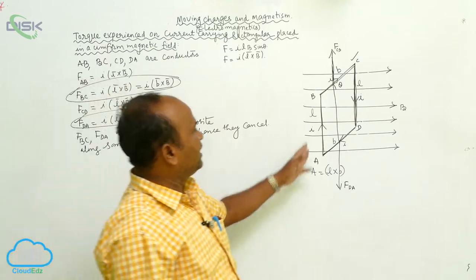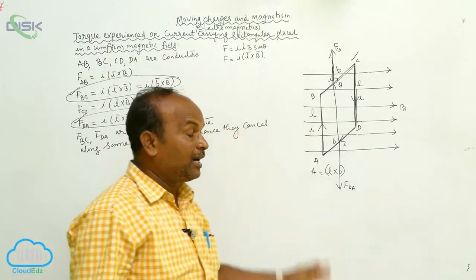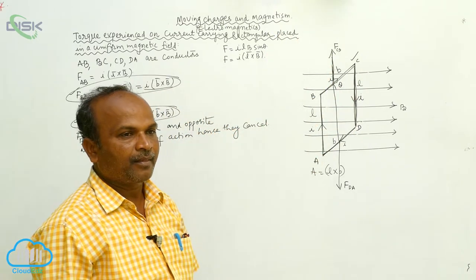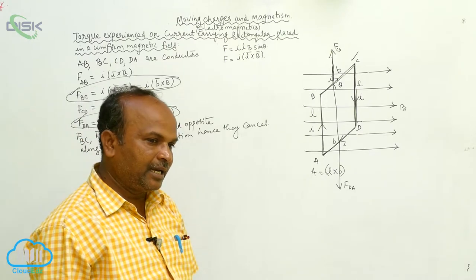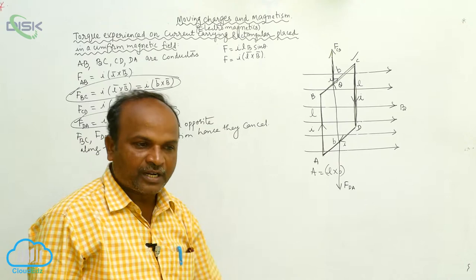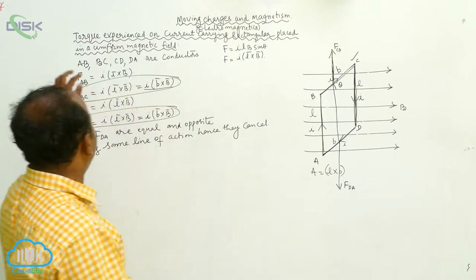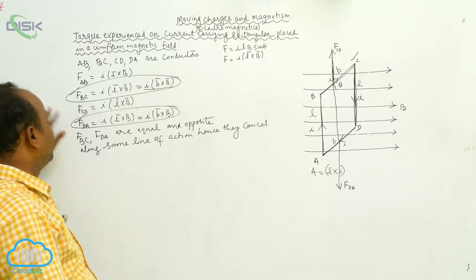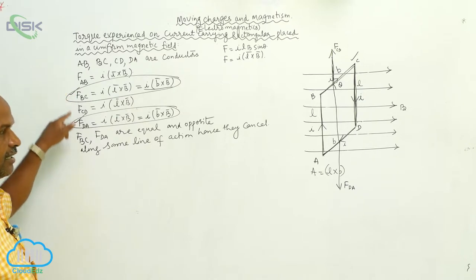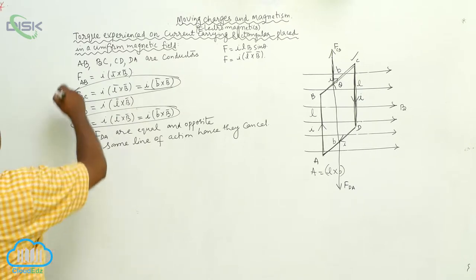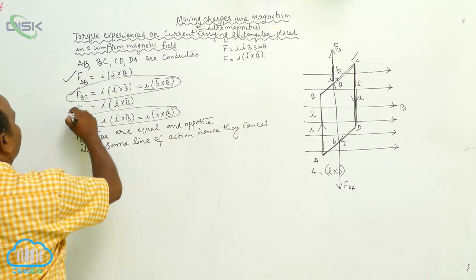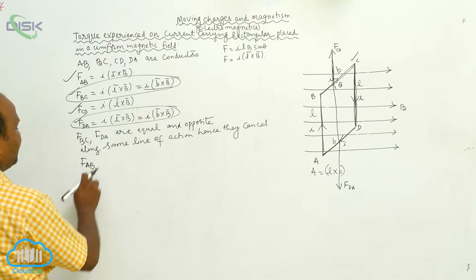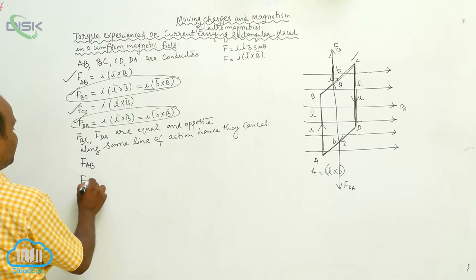Now, here the current carrying rectangular coil is placed in the uniform magnetic field. That current carrying rectangular coil is divided into four conductors. Four conductors will experience four forces. Out of four forces, two forces will cancel with each other. Now, what are the remaining forces? That is F of AB and F of CD. Therefore, what is F of AB? This is F of AB. Now, what is F of CD?